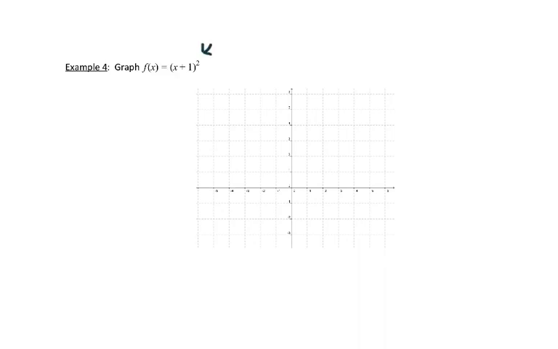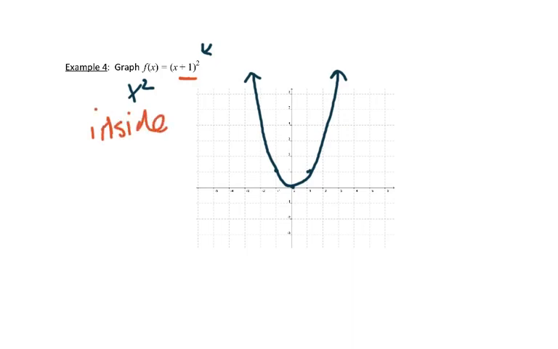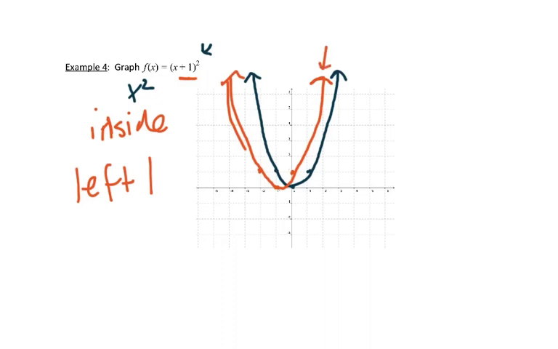Because this has a squared in it, it's an x squared graph. So we're starting with these 3 points, and it's a curve like a U. This plus 1 is inside. Inside's backwards from what you think, so it would be to the left 1. So it would be right here, and right here. And that's our final answer.